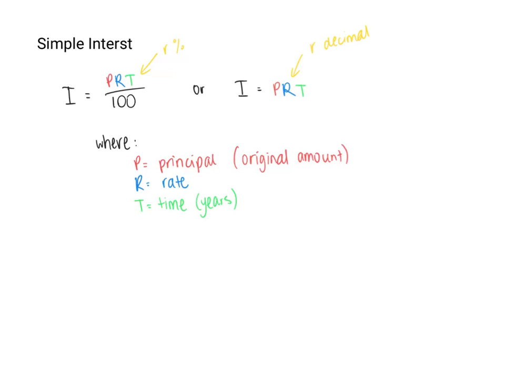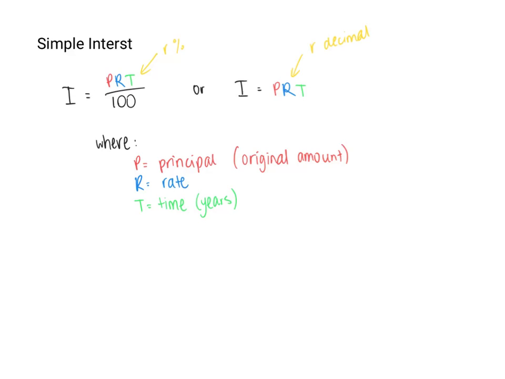Obviously, I'm encouraging you to use a decimal. However, your Casio has it as PRT over 100, so you can use the percentage if you use your Casio e-activity. In a calculator assumed section, however, it'd be much quicker to use just a scientific calculator for these sorts of equations.